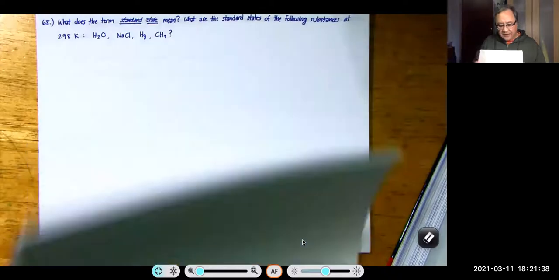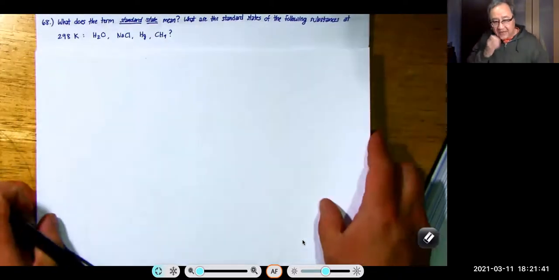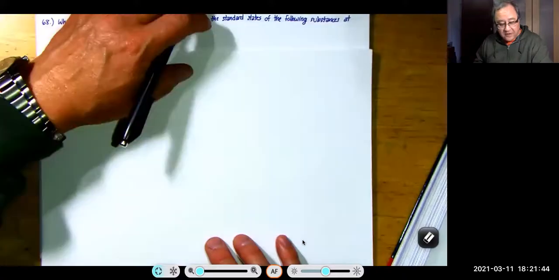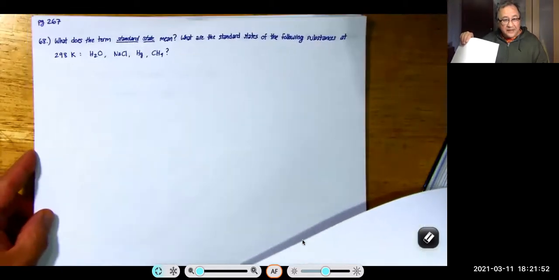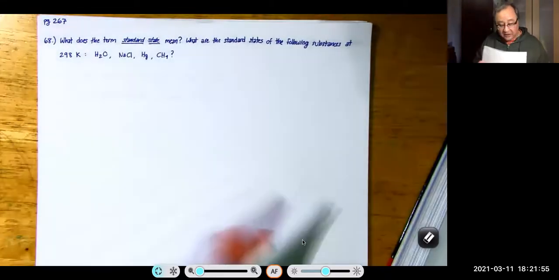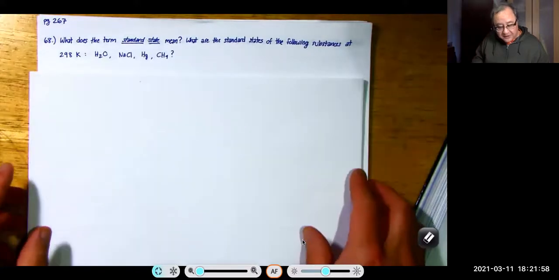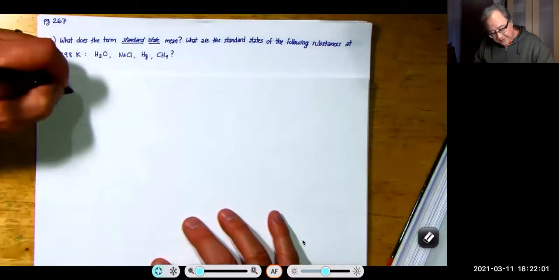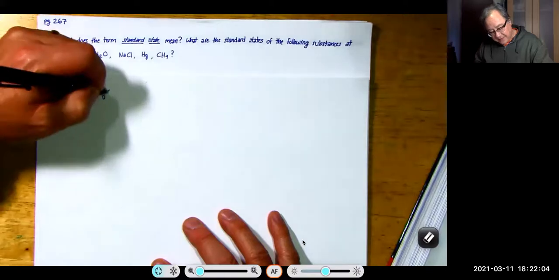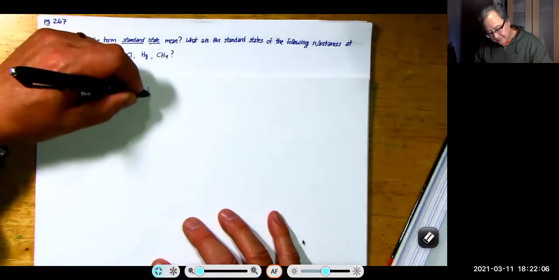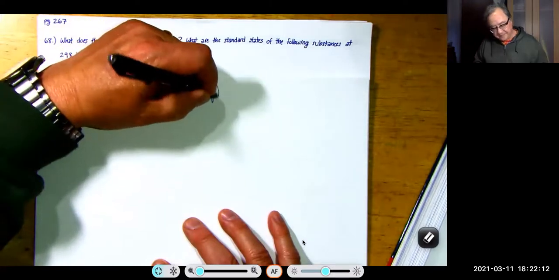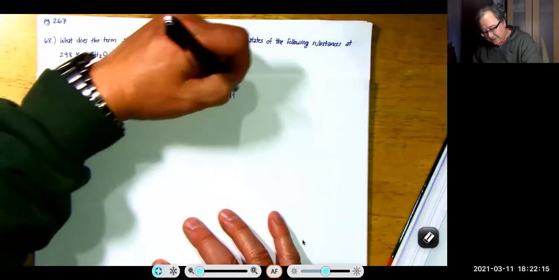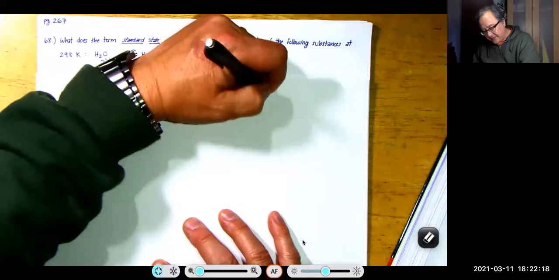What does the term standard state mean? And the answer is really simple. Standard state means the following. Standard state means the state, the physical state, solid, liquid, or gas, under standard conditions. State of a substance, solid, liquid, or gas, at standard state conditions.